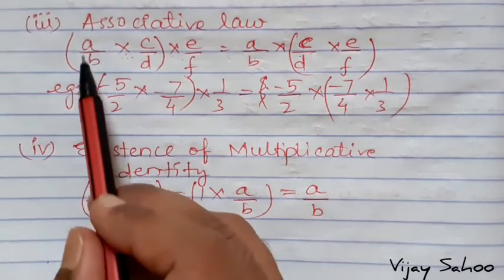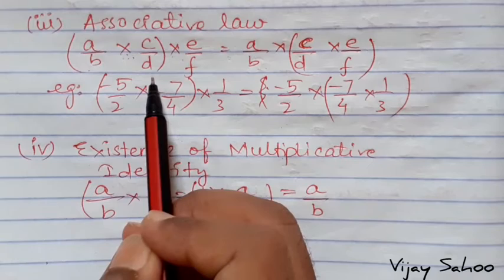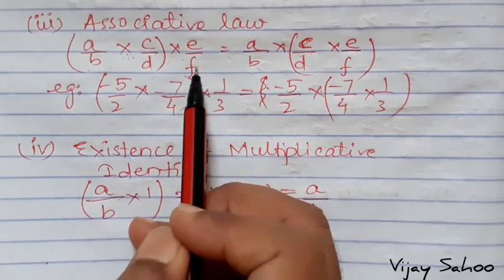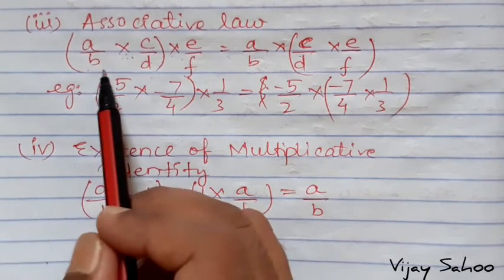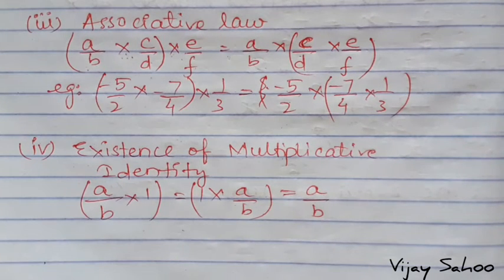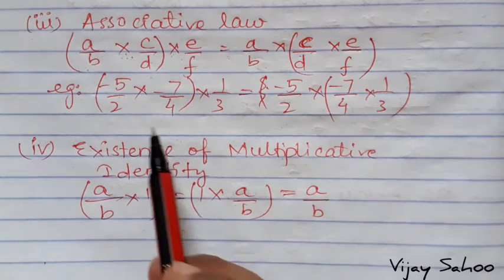You can see a by b multiplied by c by d multiplied by e by f. So three rational numbers are there, and we can take any order and any grouping, multiply them, and we'll get the same answer in that case. I have given one example.